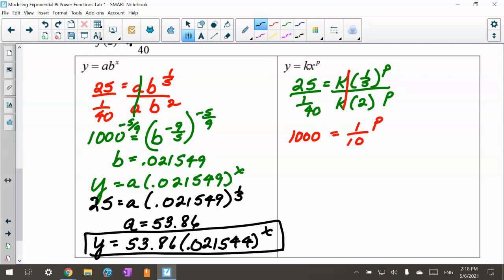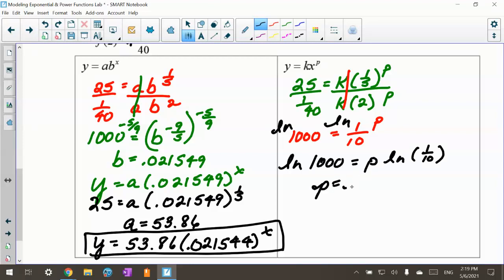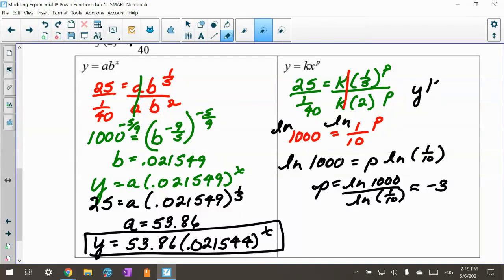And now, you guessed it, the only way to find the power is to take the natural log of both sides. So I have natural log of 1,000 equals p times natural log of 1/10. The p is hooked to the natural log of 1/10 by multiplication, so I'm going to divide. So p is going to be the natural log of 1,000 divided by the natural log of 1/10. That comes out to be -3. So far I figured out the power. So I have y equals k x to the -3.